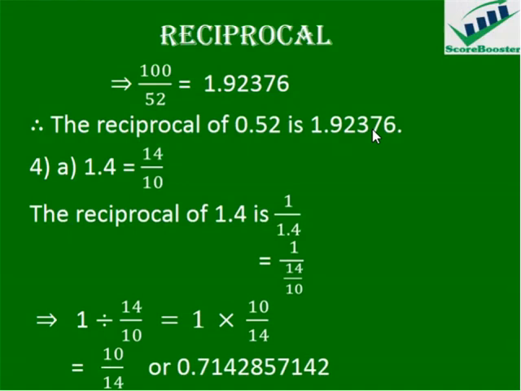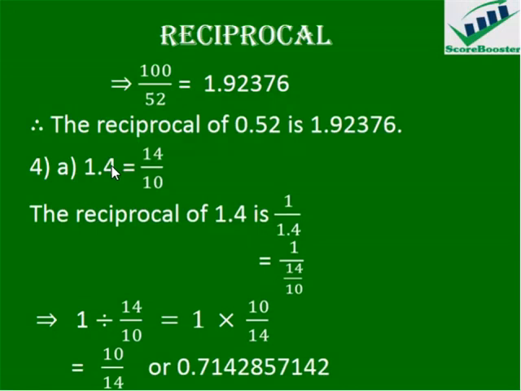Now we move to the fourth question that says we should obtain the reciprocal of 1.4 and 5 over 6 to 3 decimal places. You know that if you want to convert 1.4 to its fractional form, it's going to be 14 times 10 raised to the power minus 1, which is 14 times 1 over 10, which is 14 over 10.